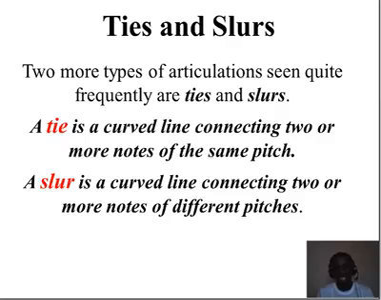Tying two notes of the same pitch to make a longer note. There's no break between these tied notes, and tied notes are often used to join notes over a bar line. Unlike a tie, a slur is a curved line connecting two or more notes of different pitches. That is the difference. While a tie connects notes of the same pitch, when you connect two notes of different pitches, that is when you talk about the slur. That's the difference.